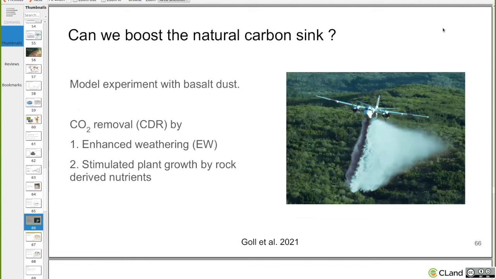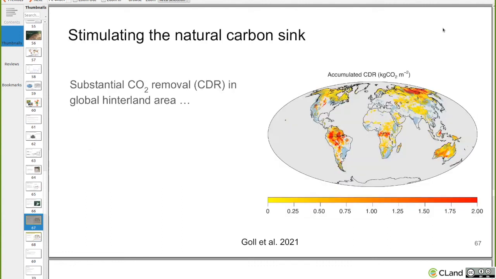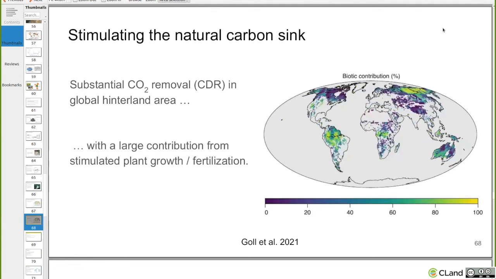So the idea is obviously crazy, so you do it first in a model to see if it's worth pursuing at all. And we did that with ORCHIDEE, and you can see some scenario simulations where I assume a certain kind of basalt dust being spread over remote areas. And in red, you can see areas where we have really substantial amounts of CO2 being removed from the atmosphere by spraying natural ecosystems with rock dust.